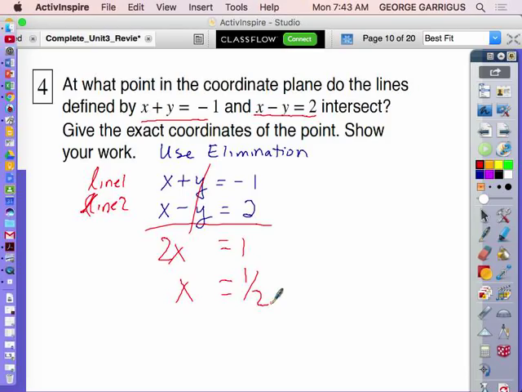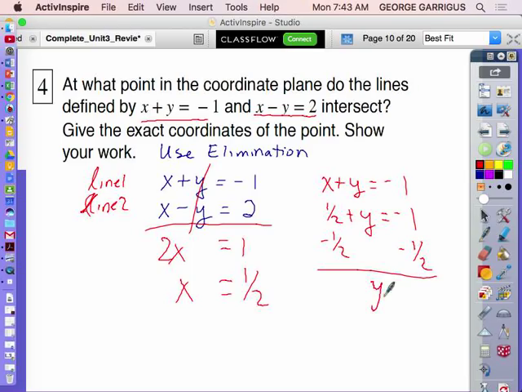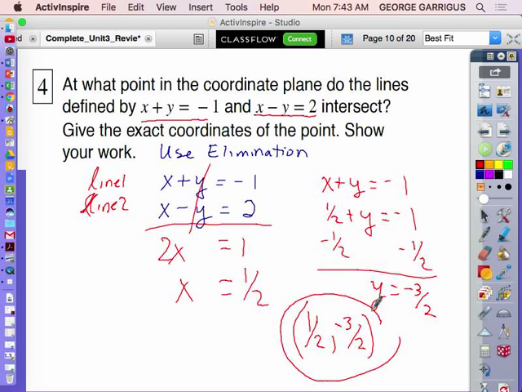Okay? Then if I know x equals 1/2, I know x plus y equals -1. I know x is 1/2. So if I subtract 1/2 from the left side and the right side, I end up with y equals -1 minus 1/2, which is -3/2. And I'm almost done. I just need to write the solution, 1/2, -3/2. And I'm all done.